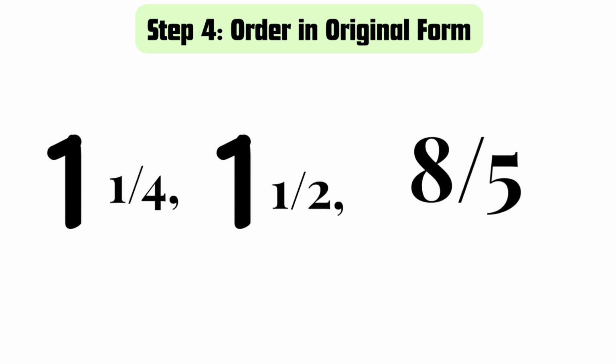One final critical step remains. We must put the numbers back in their original form for the final answer. We don't leave them with common denominators, and since we changed 8/5 from an improper fraction to a mixed number for our work, it needs to be returned to its original form. Therefore, the final answer in ascending order is 1 1/4, 1 1/2, and 8/5.